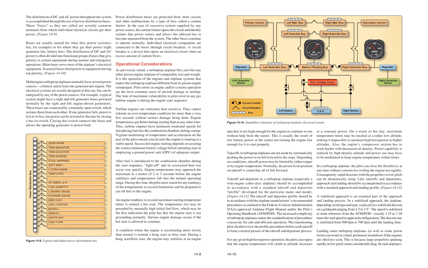Figure 14.10. Multi-engine turboprop airplanes normally have several power sources, a battery and at least one generator per engine. The electrical systems are usually designed so that any bus can be energized by any of the power sources. For example, a typical system might have a right and left generator bus powered normally by the right and left engine-driven generators. These buses are connected by a normally open switch, which isolates them from each other. If one generator fails, power is lost to its bus, but power can be restored to that bus by closing a bus tie switch. Closing this switch connects the buses and allows the operating generator to power both.